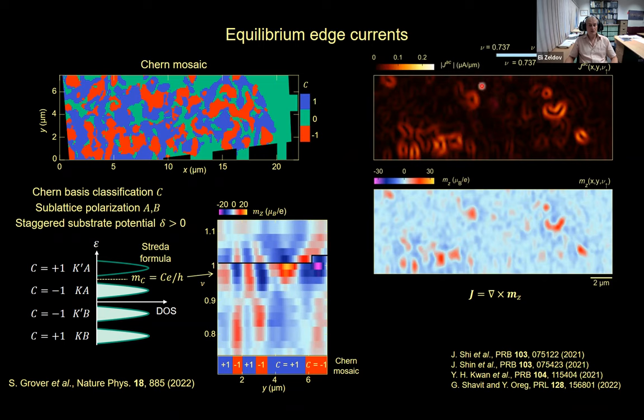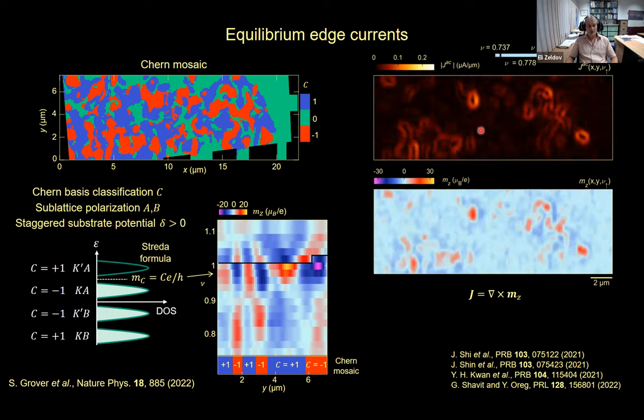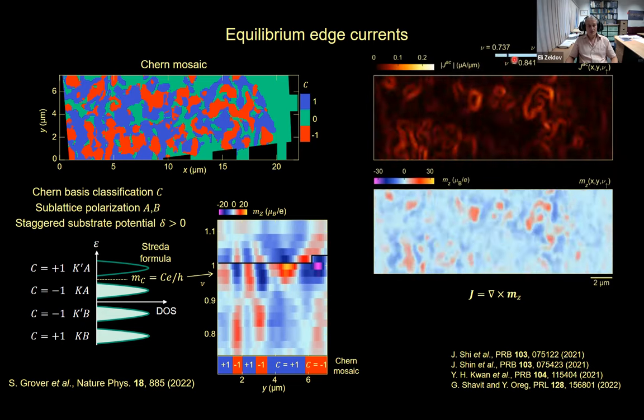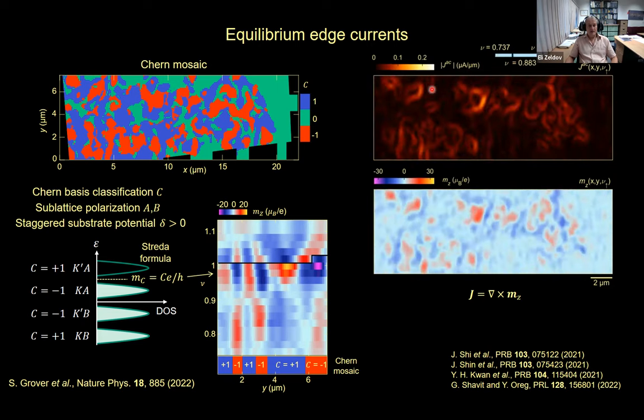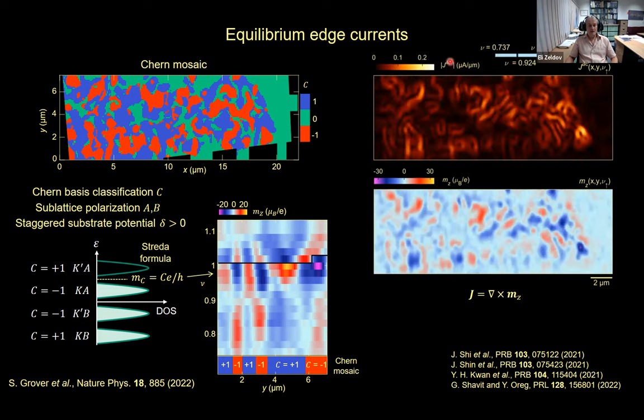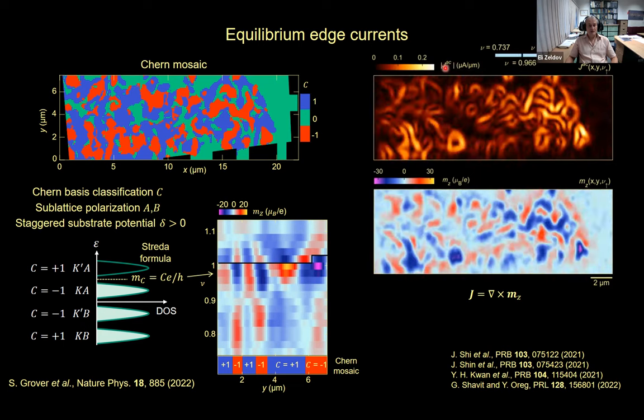So now I'll show you a movie. The units here are microamps per micron. These are very large currents, larger than the typical currents that you apply in transport measurements. So this is how the currents evolve as a function of filling factor. This is the absolute value. This is the magnitude of the currents.